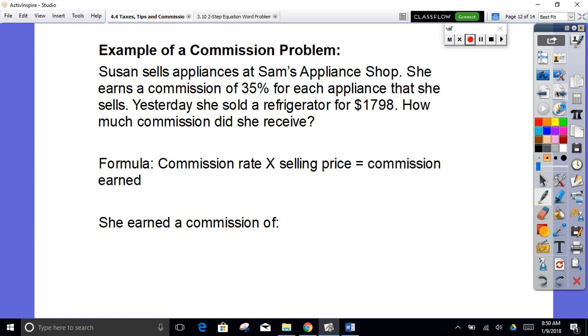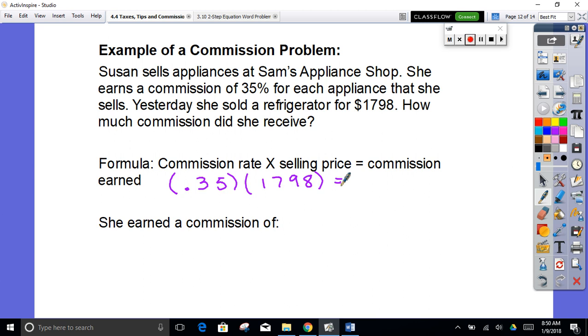Susan sells appliances at Sam's Appliance Shop. She earns a commission of 35% for each appliance that she sells. Yesterday, she sold a refrigerator for $1,798. How much commission did she receive? Well, we find this the same way that we found tax and tip. We take the commission rate, which is 35%. I'm going to change that to 0.35 times the selling price of the appliance, which was $1,798. And that's going to give us the commission that she earned.